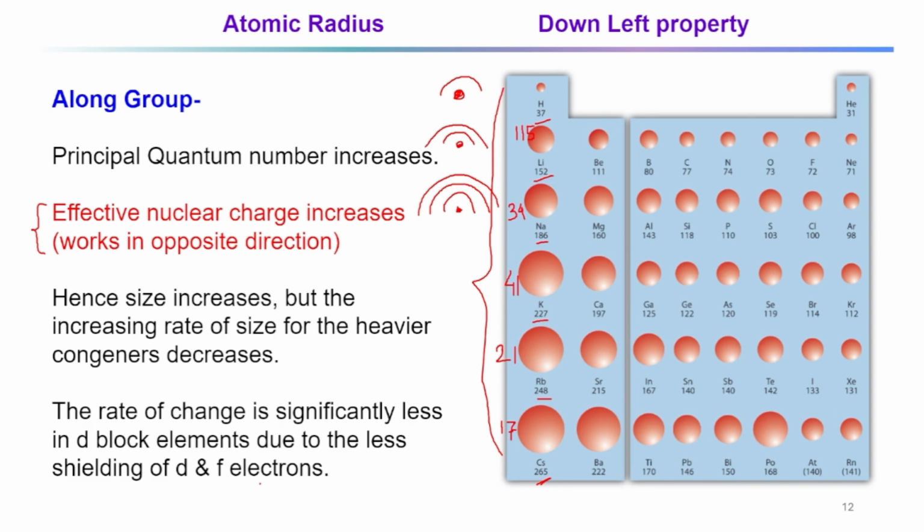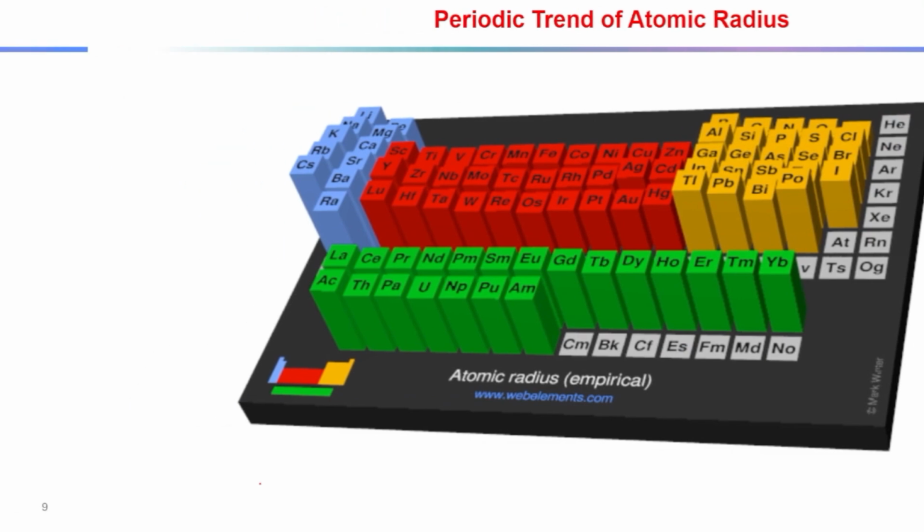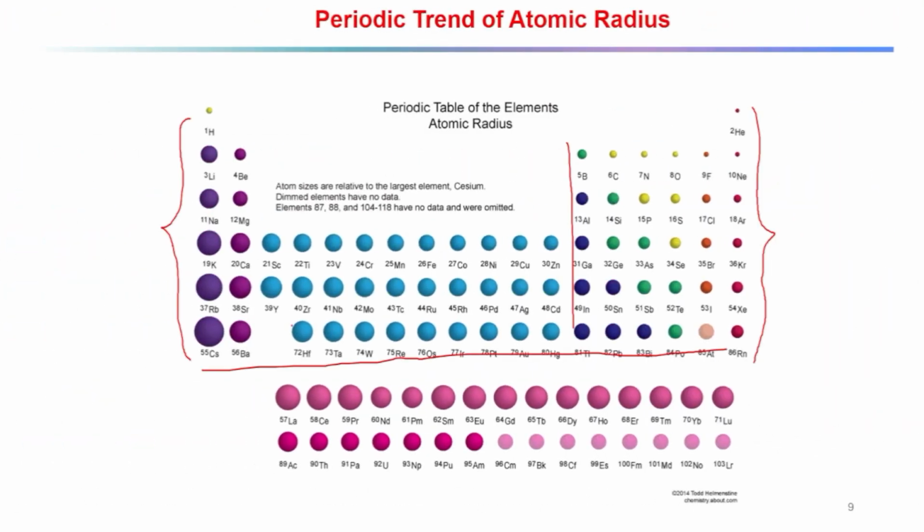I'll show you the periodic table. You see these d block elements. If you go from top to bottom, the change of the size is less, not very significant. Whereas if you go in the s block elements, you see a huge increase in the atomic radius. Whereas in case of d block elements, the change is slow.